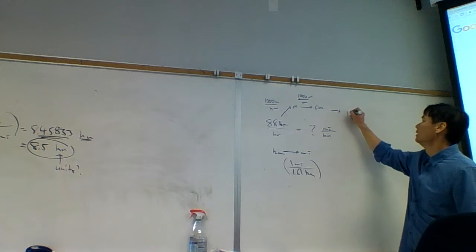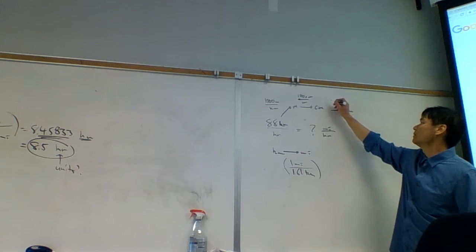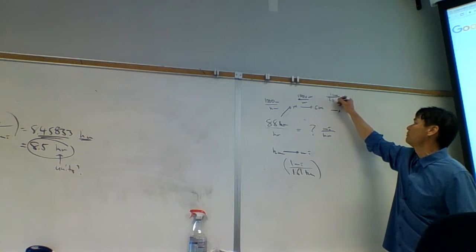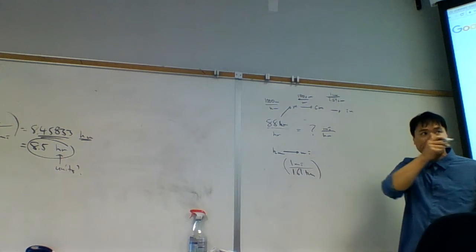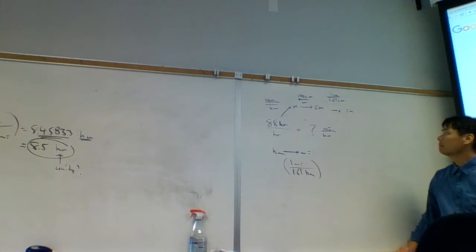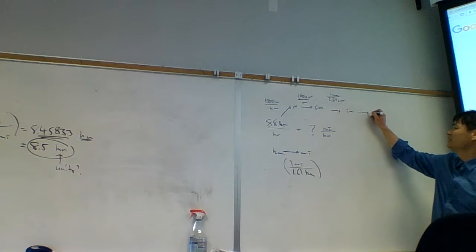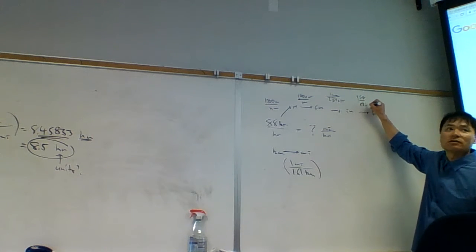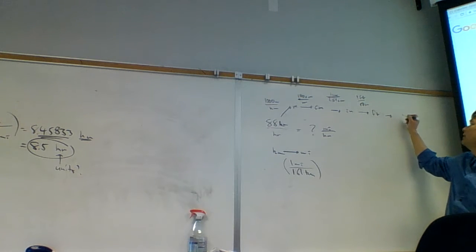To inches. If we go from centimeters to inches, well, that's exact too. 1 inch is equivalent to exactly 2.54 centimeters by definition. And then inches to feet, because we know that in 1 foot, there's exactly 12 inches. And then we can go from feet to miles.